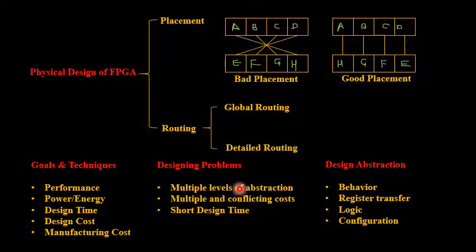Next one is regarding multiple as well as conflicting costs. So cost may be higher, it may be in terms of dollars, such as an expensive piece of software which is to be used in designing some particular element in your FPGA design. So cost may also be in terms of performance, or in terms of power consumption of your FPGA, finally what the circuit requires. So everything will be considered in case of your multiple as well as conflicting costs.